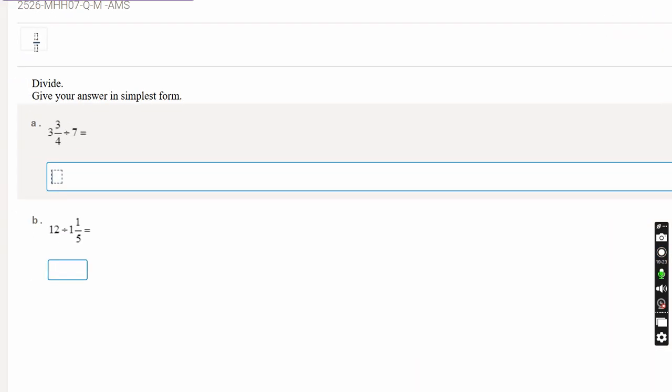The next one here, always try to convert the mixed number into a fraction before you go ahead with the multiplication. So 3 over 4, we're going to make that into a fraction. So multiply and add. This is how you make a mixed number into a fraction. That will become 12. 4 times 3 is 12 plus 3, 15. So 15 over 4. And then you have the division sign.